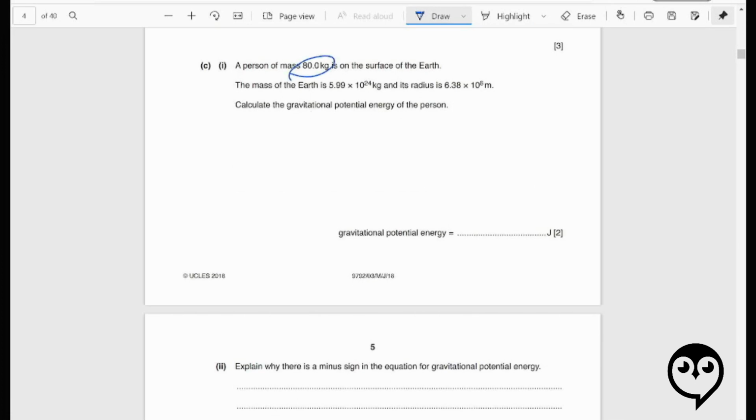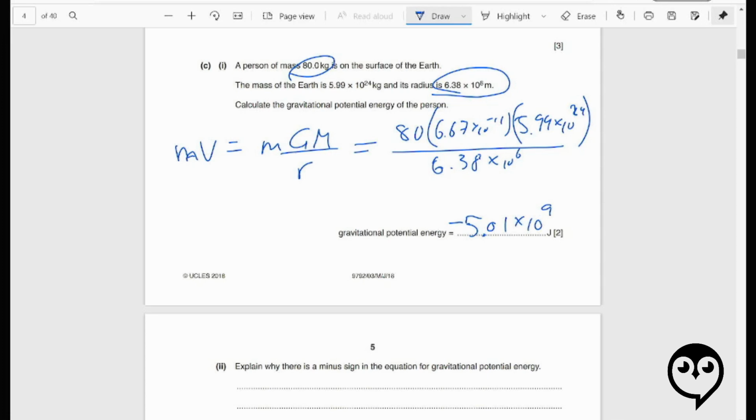So this is an 80 kilogram person on the surface of the Earth. Because we are taking the radius of the Earth into account, we know it will not be mgh. It's going to be m times GM over r. You plug it all in and you get your answer. We are at basically negative 5 billion joules. That's the amount of energy you would need to overcome to free yourself of Earth's gravitational pull and be an infinite distance away.